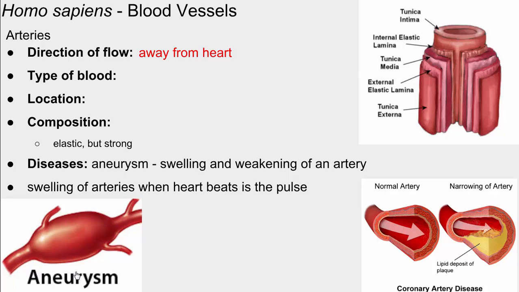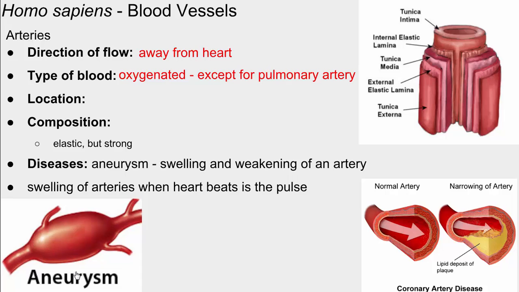Mostly it's oxygenated. There's only one exception. Because most of the arteries leaving the heart are headed to all the parts of the body carrying oxygenated blood. The exception is with the pulmonary artery, because where is that blood headed? To the lungs. That's what pulmonary is.